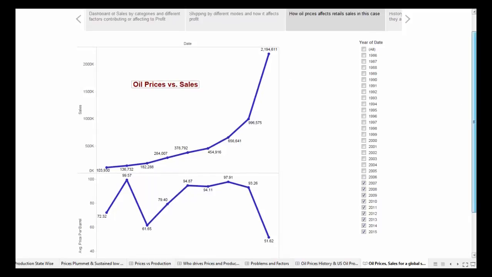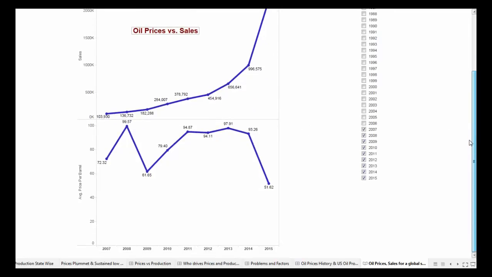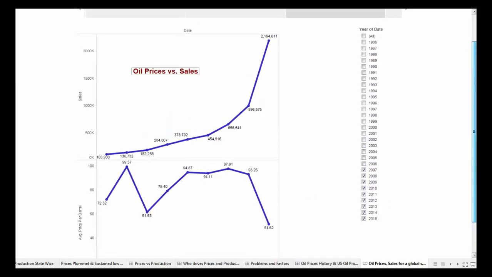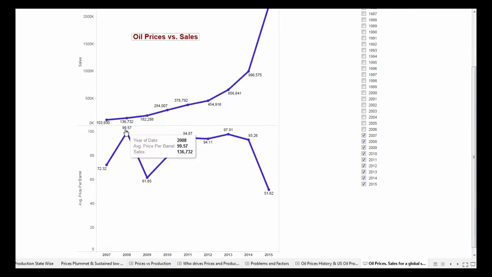So let's see. Over here in the first graph I have sales for the same company from 2007 to 2015, and I have the oil prices from 2007 to 2015. So in general terms we can say that as the oil prices go down, the sales go up. But in 2008 we can see that the oil prices came down from 99 to 61. The sales still don't go up. So this could probably be because of the recession or something like that.